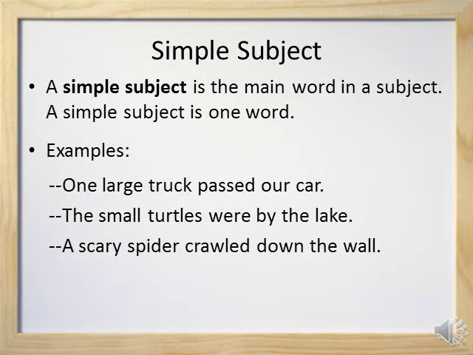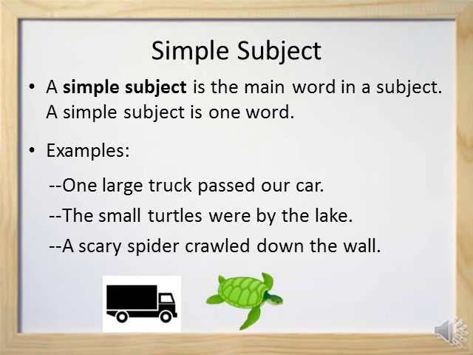Simple subject. A simple subject is the main word in a subject. A simple subject is one word. Again, let's read some examples and then we'll identify the simple subject in each one. One large truck passed our car. The small turtles were by the lake. A scary spider crawled down the wall.